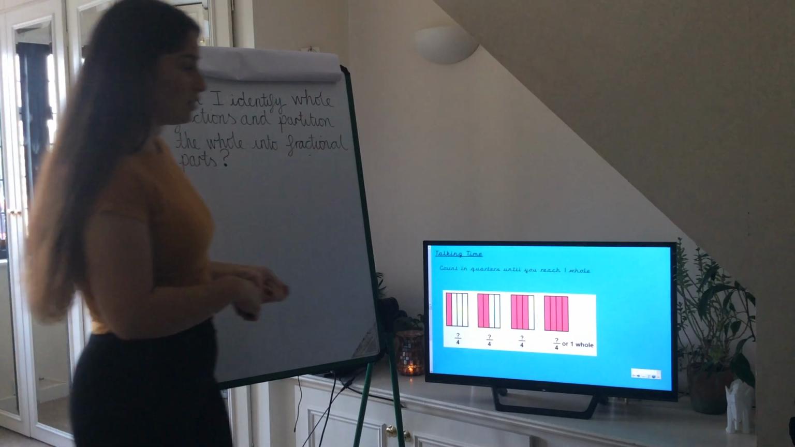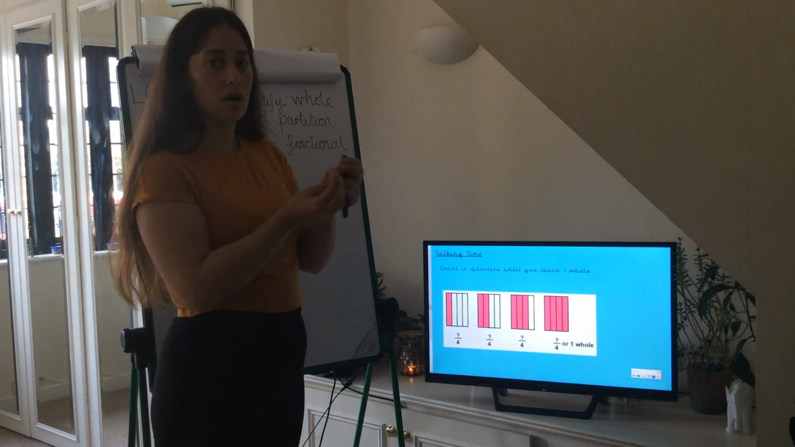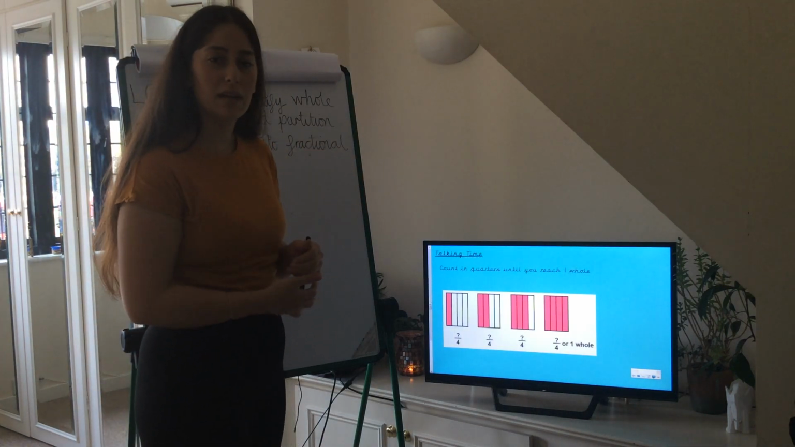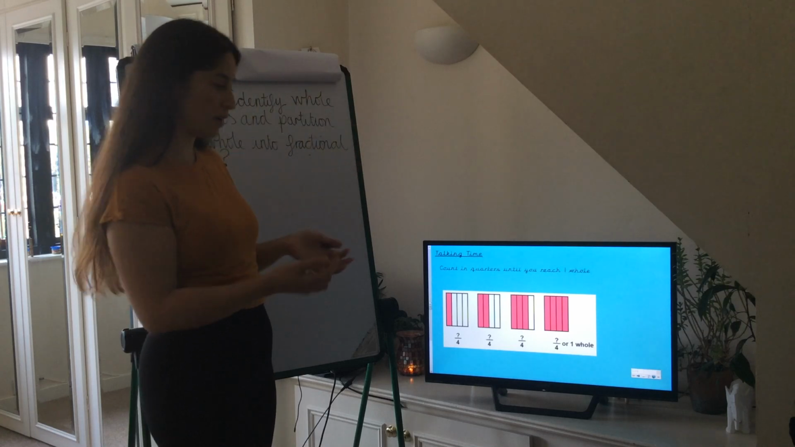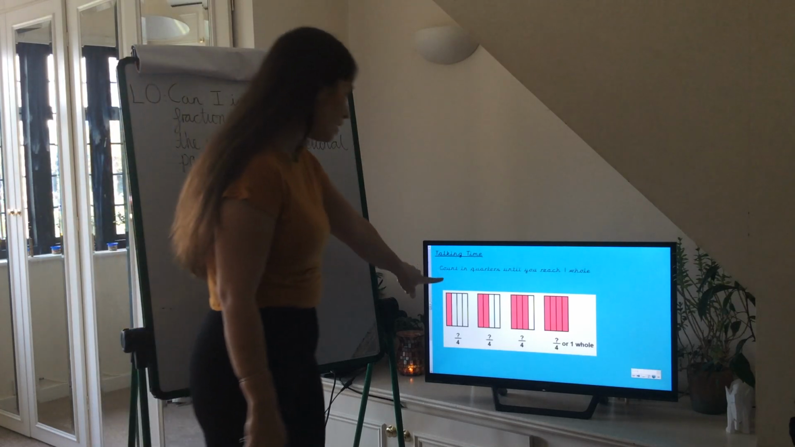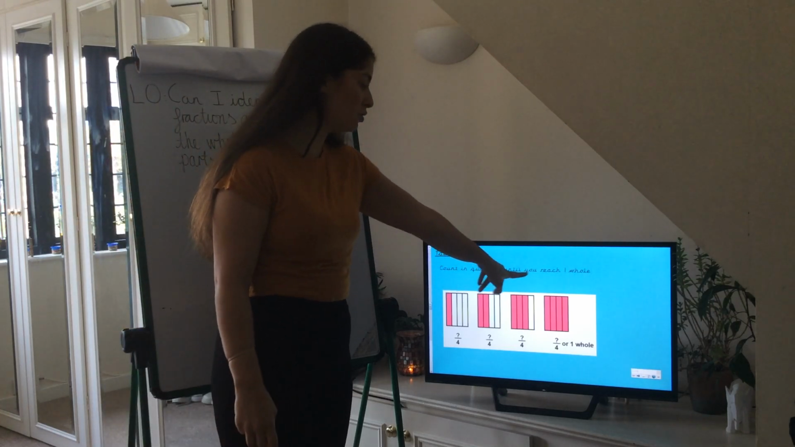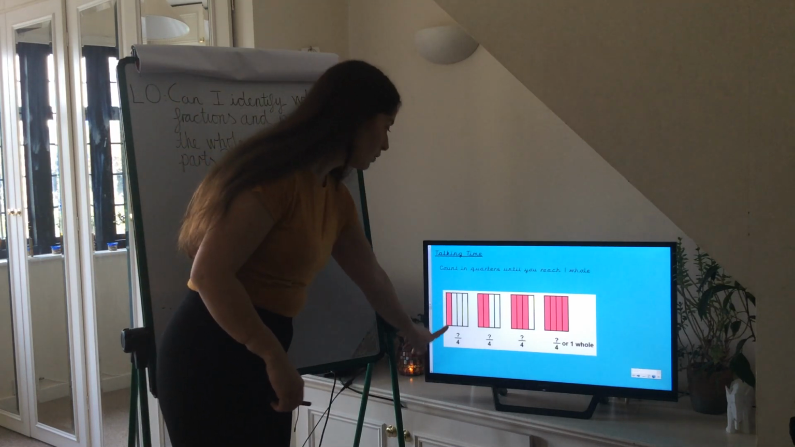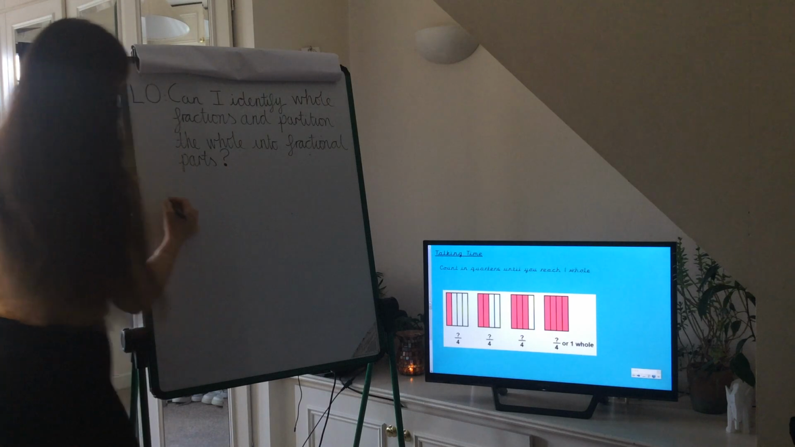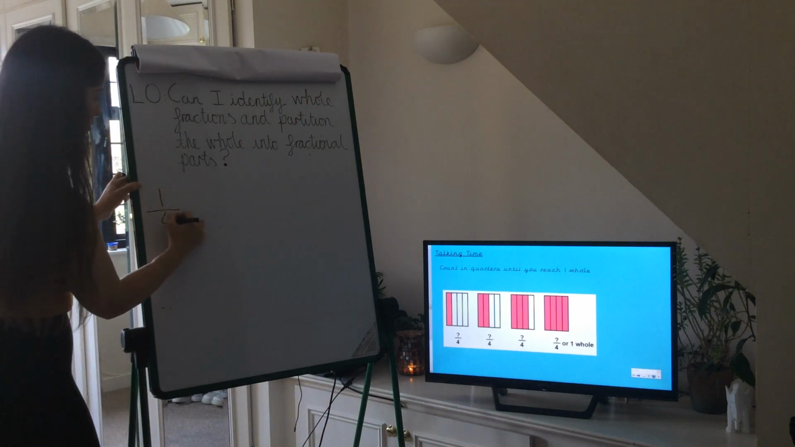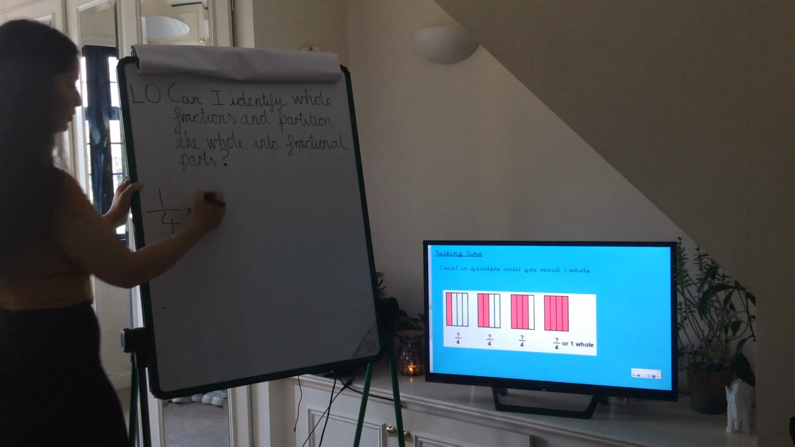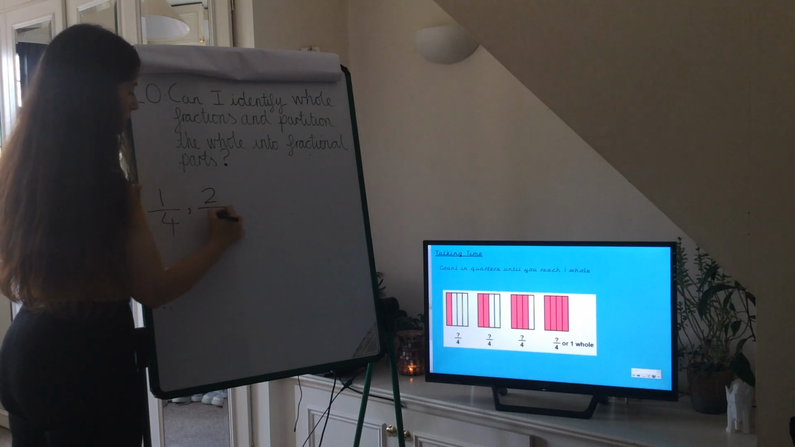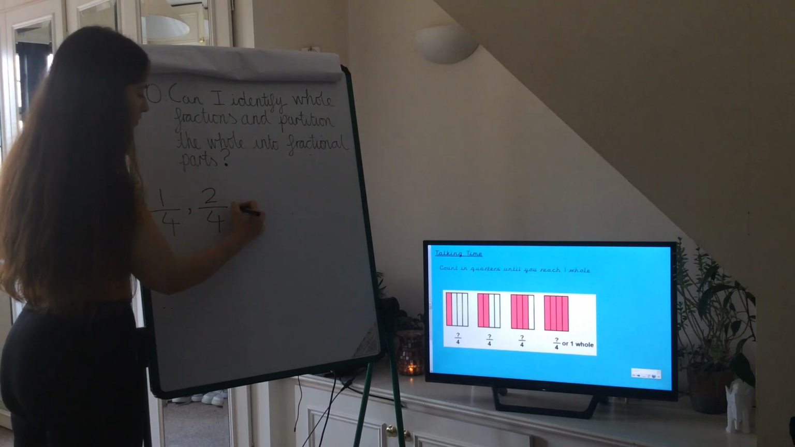So we looked at fractions that represented a part of a whole. Now we're going to find out which fractions represent the whole image itself. So I want you to start with counting in quarters until you reach one whole. So let's do that together, starting with 1 quarter. 1 quarter, say it out loud with me. 2 quarters.